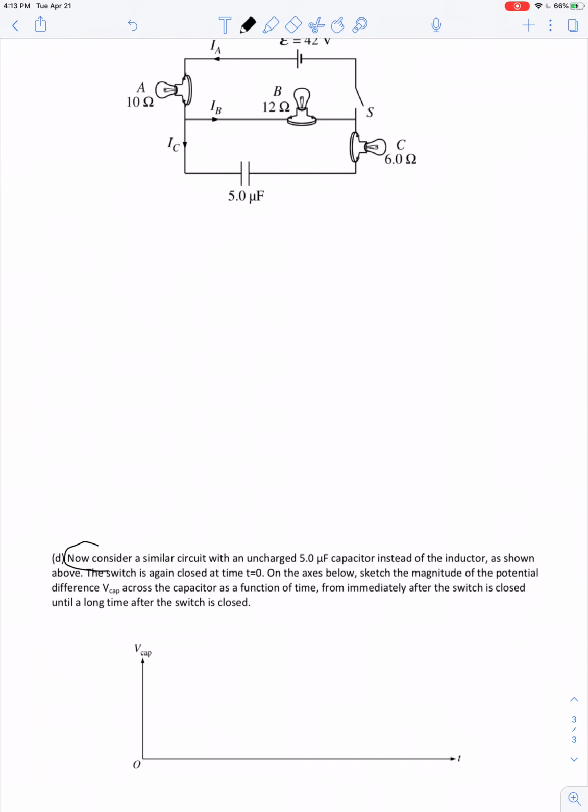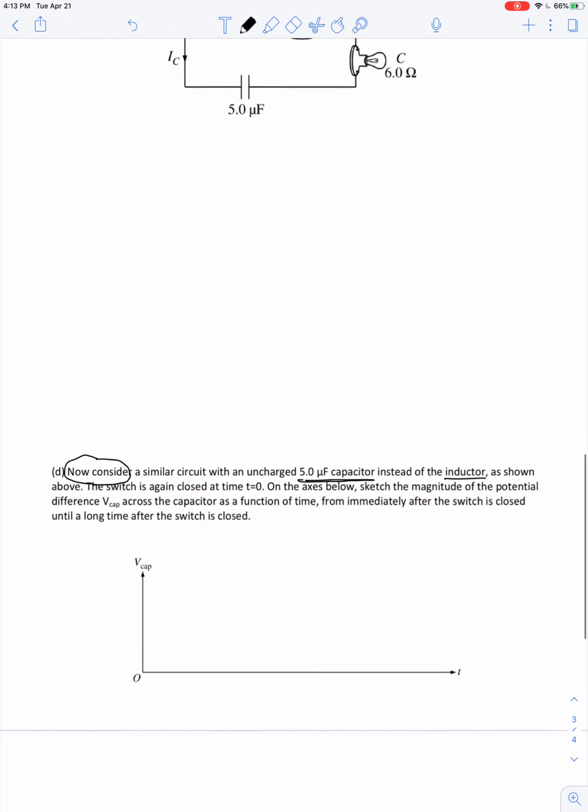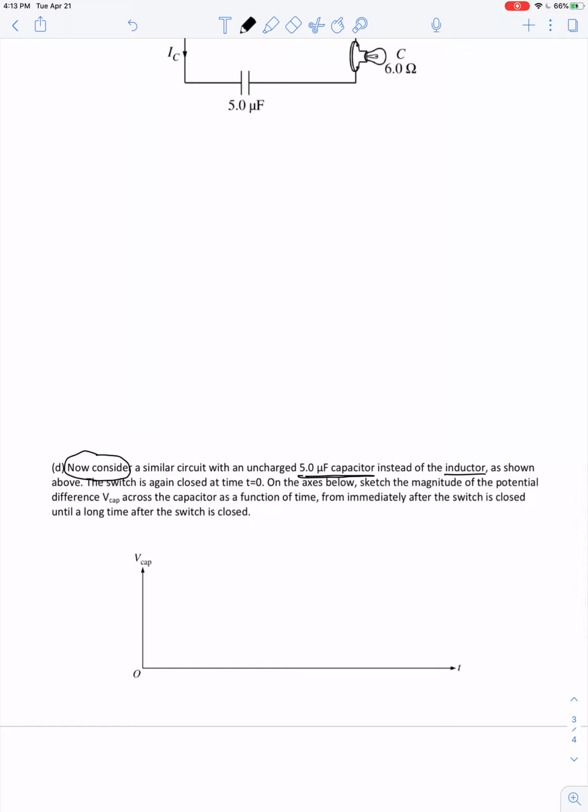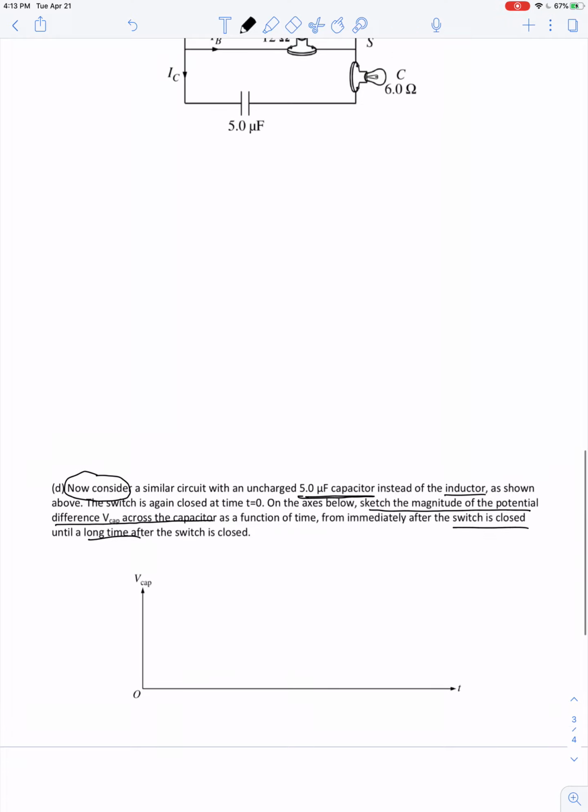Now we need to consider a different case. This time, a capacitor, instead of an inductor, is placed at that part of the circuit. And then the same situation here. We need to sketch the magnitude of the potential difference across the capacitor as a function of time, starting from the moment the switch is first closed until we reach a long time later of the steady state.